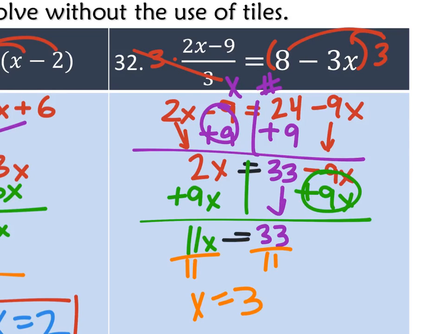Let's just check real quick. So I got 2 times 3 is 6, minus 9 is negative 3, divided by 3 is negative 1. All right, let's check the other side. 3 times 3 is 9. 8 minus 9 is negative 1. So that checks off. And now we know for sure x equals 3 is the solution.